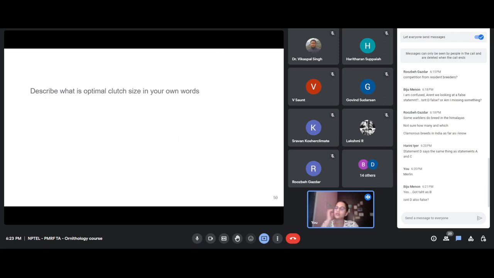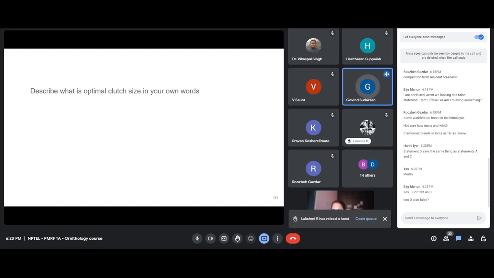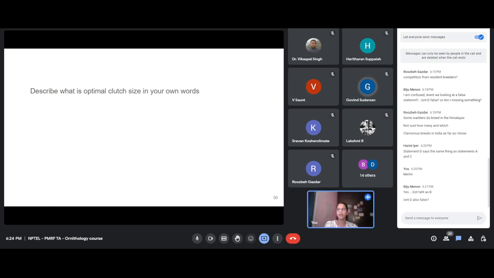Okay, so what is optimal clutch size? Does anyone have an idea of what optimal clutch size is? Hang on, Lakshmi. Maybe we'll go with the hand raising. Yeah, Govind, you can go ahead. Well, the greatest clutch size, the greatest number of eggs, which can be raised successfully by the parents. Okay, sure. Any additional points to what Govind has mentioned?